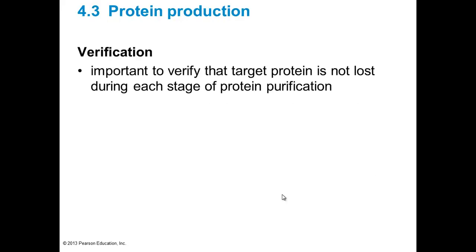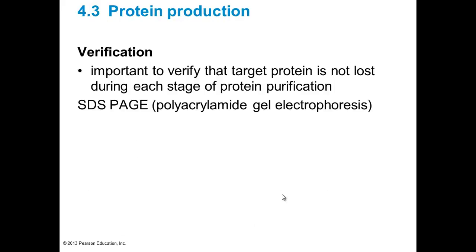Finally, you have verification. So once you have a purified protein, you need to verify that the target protein was not lost. You need to verify that when you run multiple chromatography steps, which is typical, usually you're running 2 or 3 chromatography columns. You want to make sure that your target protein is there, so you run out gels. You just do SDS page.